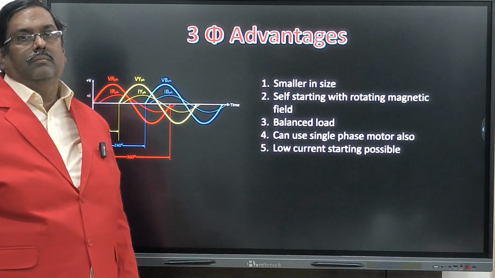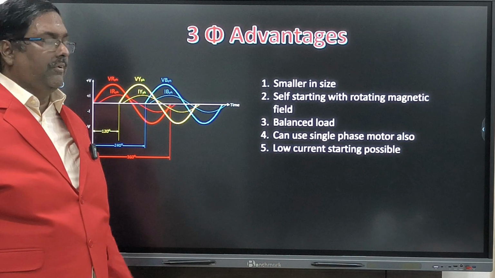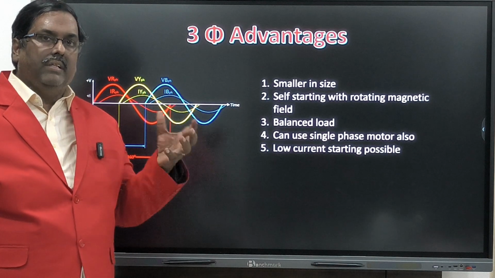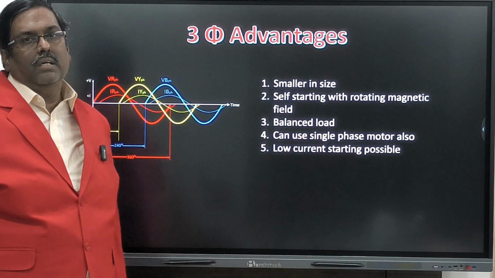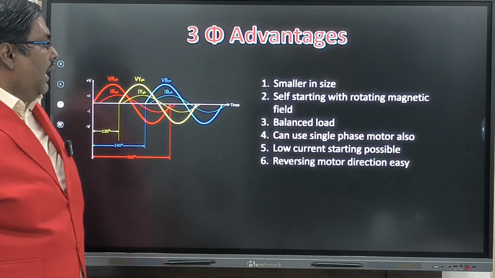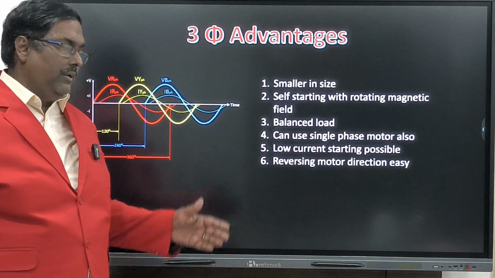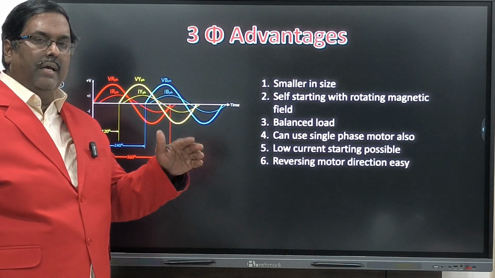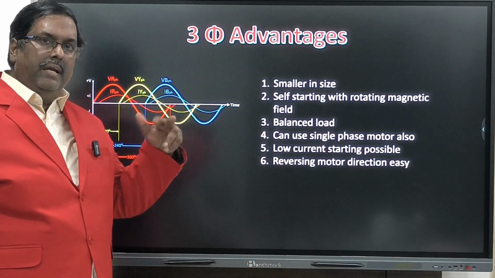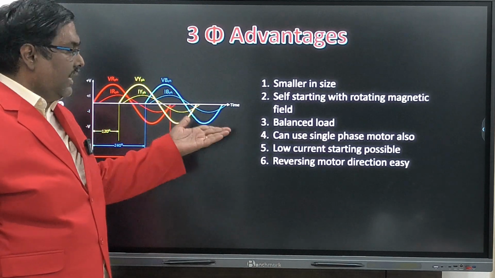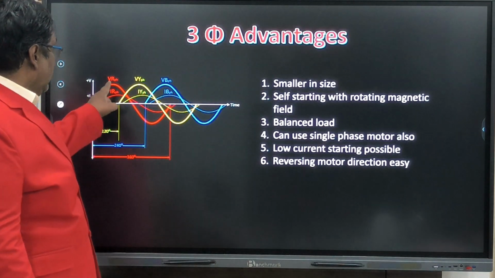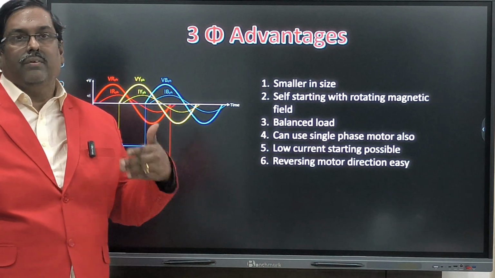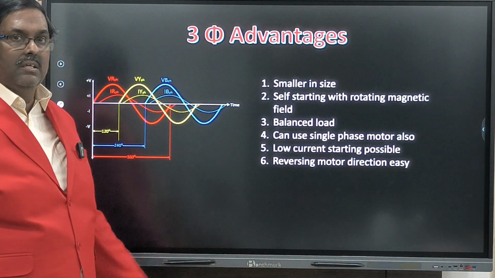Low current starting is possible. In a future video, we are going to see the star delta starter. When you are starting, the motor current will be more, but in this method we can start with low current, then pick up to the full current. And reversing the motor is very easy. We are going to see in future videos how to reverse the induction motor by swapping just 2 wires: R and Y, or Y and B, or B and R. If you swap any 2 wires, the direction of the motor will change, because of the sequence order: first one, second one, third one. If you change that order, the motor direction will also change.